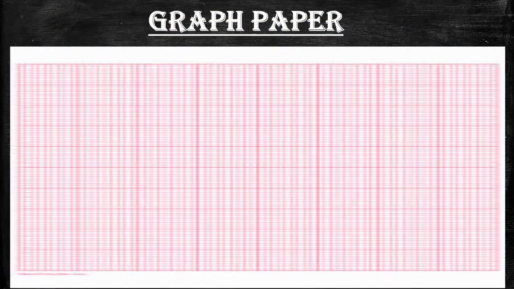Now you can see the graph paper. Observe this graph paper. There are some bold and some faint lines on it. The bold line shows a certain big unit. This unit is divided into smaller units which are shown by faint lines.